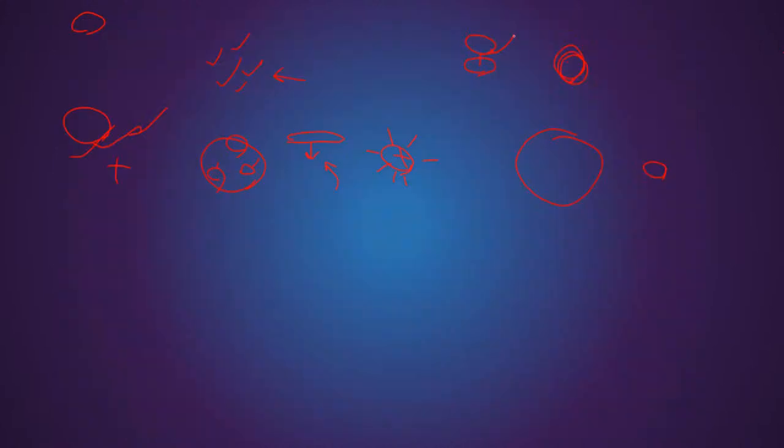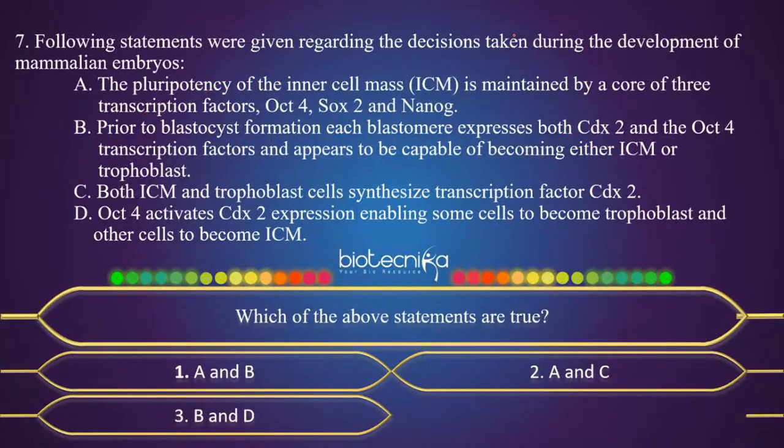Now, what is your first statement saying? The pluripotency of the inner cell mass is maintained by a core of three transcription factors. That's right. OCT4, SOX2, NANOG. Prior to blastocyst formation, each blastomere expresses both CDX2 and OCT4. Just now we saw, yes. And appears to be capable of becoming either ICM or trophoblast. Later the changes will happen. So A and B is the right answer.